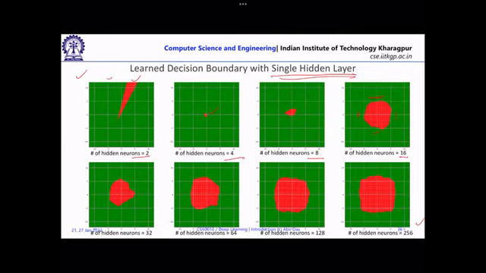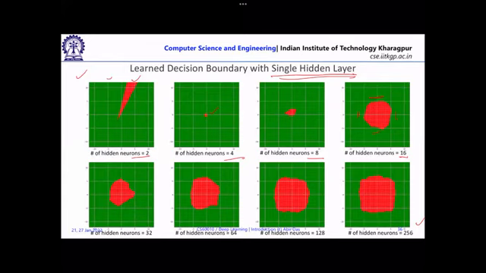There is not a set rule that this will work good or that will work good, because there are lots of hypotheses. Even in one single hidden layer, I have taken 2 and 4. Why not 3? Why not 5, 6, 7? These questions can come, but there is not much of a way of knowing that in advance.